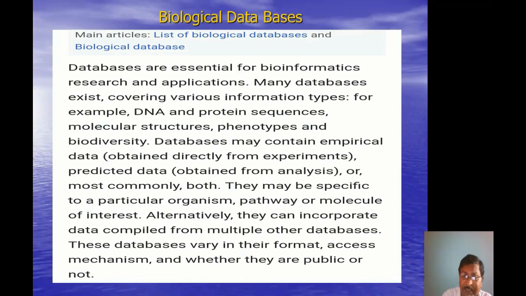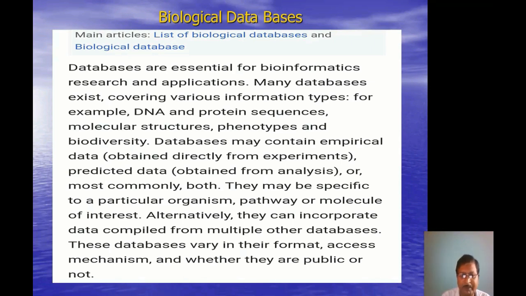So these databases may sometimes contain empirical data. That is, empirical data is data which is going to give the structure at the elemental or atomic level. So they are obtained directly from scientific experiments. Or sometimes you may get data that is a predicted one. It's called predicted data. That is, from the experimental data, we analyze that result, and from that we come to a prediction or a conclusion. That is called predicted data. Or most commonly we will have both, that is, both experimental data and predicted data.